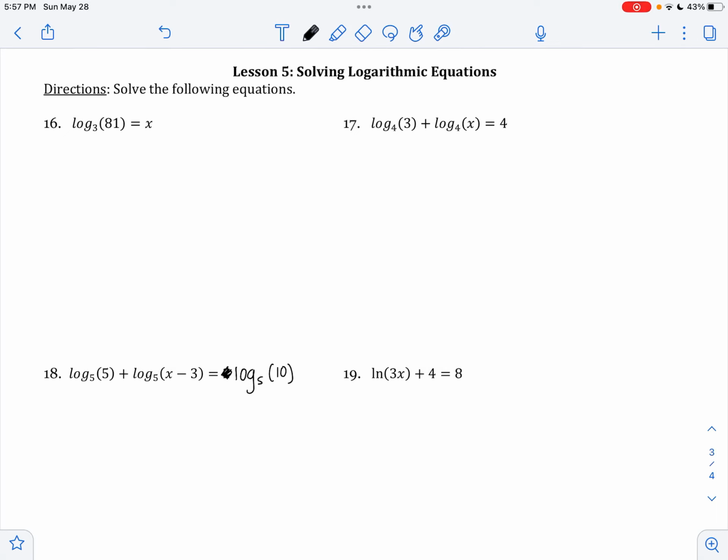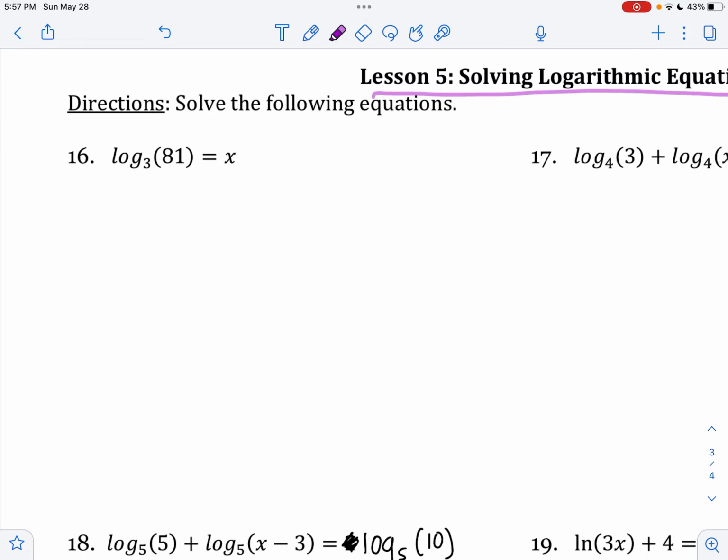All right, last lesson, lesson 5. So this is solving logarithmic equations, and we have 5 here. I believe this on your worksheet should be changed by now, but just in case it's not, make sure you write that. For number 16, let's start here.